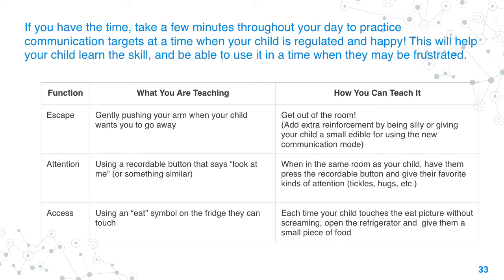If you are working on a communication mode for access, and say you want to teach your child to go to the fridge and hit the eat symbol or bring you that eat symbol, maybe you start by teaching it by each time you sit at the fridge with your child and have them touch the picture, without screaming or engaging in a challenging behavior, and then you're opening the refrigerator and giving them a small piece of food, and just building some fluency with showing them that this is going to get them what they want.